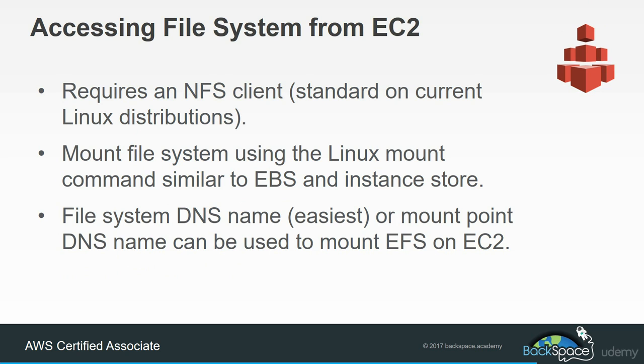So the way that we can access our file system from EC2 first of all requires an NFS client to be installed on our EC2 instance. That is standard on the current Linux distributions, and if you're using the Amazon Linux AMI, it will come pre-installed, so you don't need to worry about that. You mount the file system using a Linux mount command, similar to what you would do with EBS or Instant Store, but you use the domain name for the EFS share. And the file system DNS name or the mount target DNS name can be used to mount the EFS share on EC2, but it is recommended to use the file system DNS name, and it's much easier to do that.